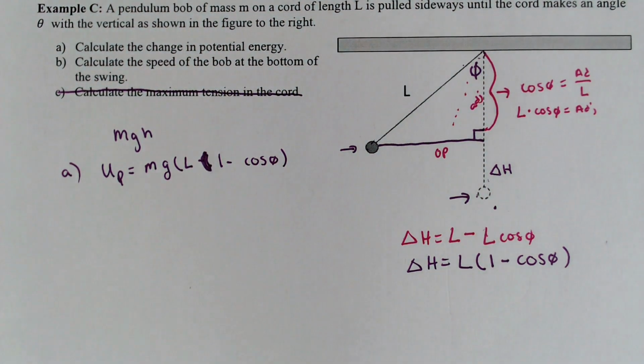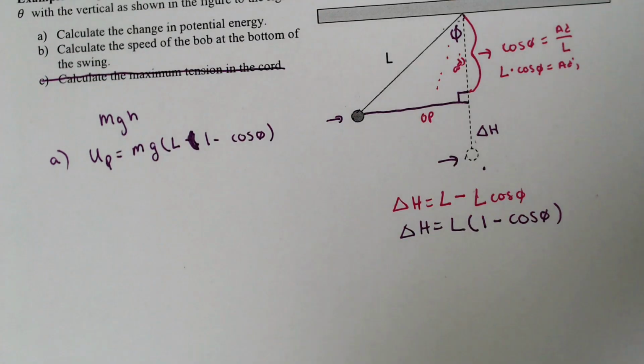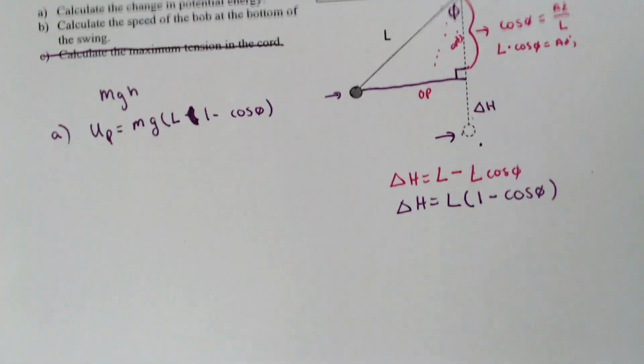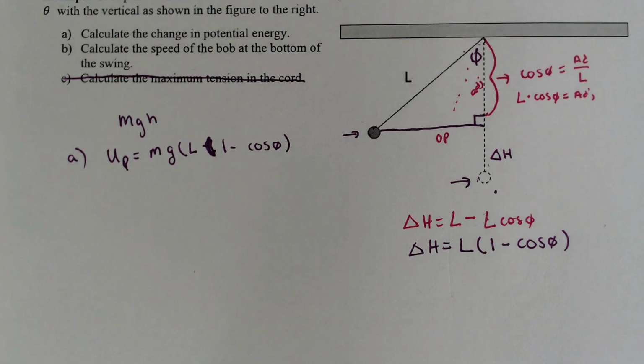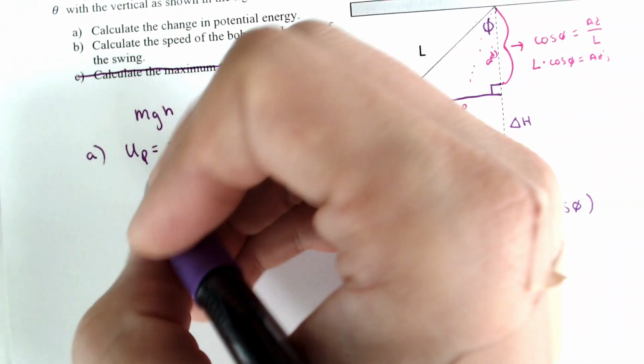Part two: calculate the speed of the bob at the bottom of the swing. With that in mind, you also have to think really hard about what is even occurring. Here we are going to take into consideration our conservation of energy formulas.